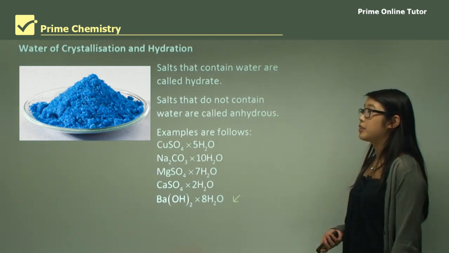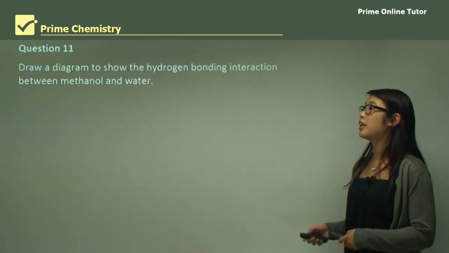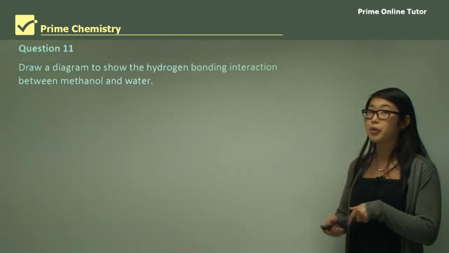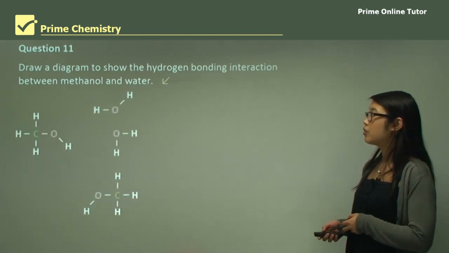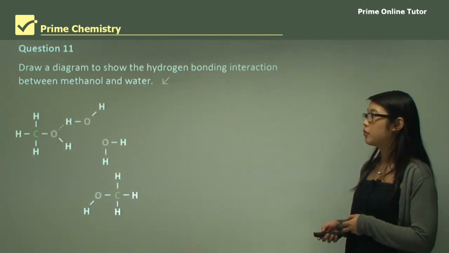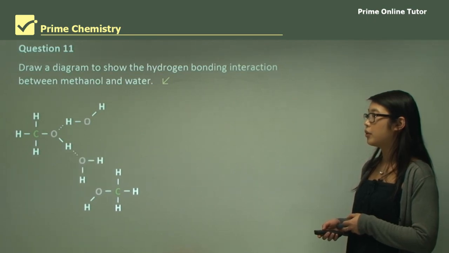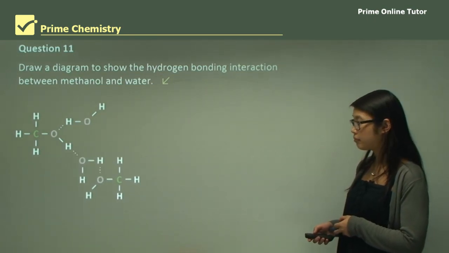So now we can answer a few questions. Question 11: draw a diagram to show the hydrogen bonding interaction between methanol and water. Here we have water coming in, forming hydrogen bonding with the methanol.